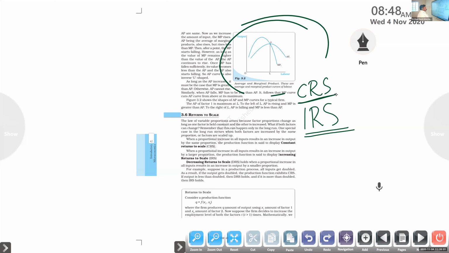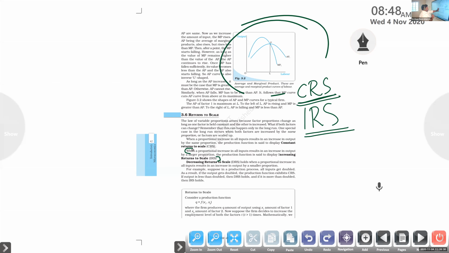Increasing returns to scale. Okay, so underline that whole paragraph. When a proportional increase in all inputs results in an increase in output by a larger proportion, we will get extra products. The production function is said to display increasing returns to scale. It is termed as IRS, increasing returns to scale.